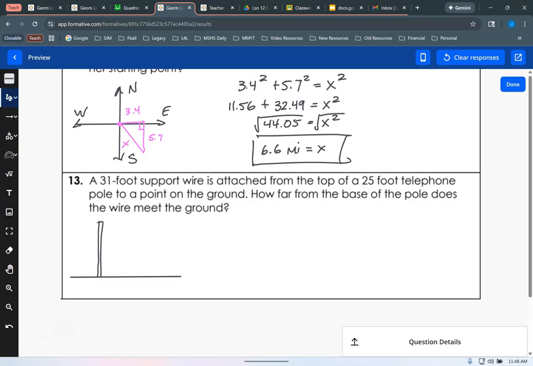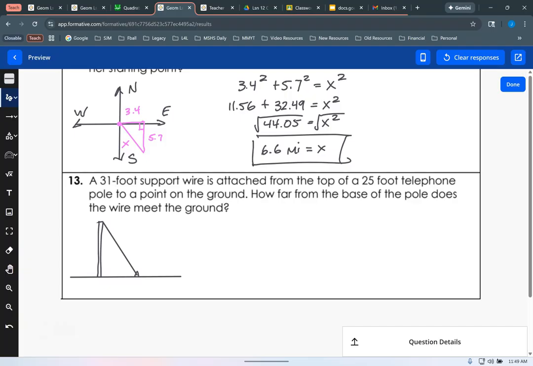Now we have a support wire attached to the top of a telephone pole to a point on the ground, and that ground is some distance from the base of the pole. Okay, so that's probably going to be like out here somewhere, right? Because it's got to be some distance from the base of the pole. So then that means that that wire is going to stretch from the top of the pole down here to that anchor on the ground. And that should make a right triangle stand out to you.